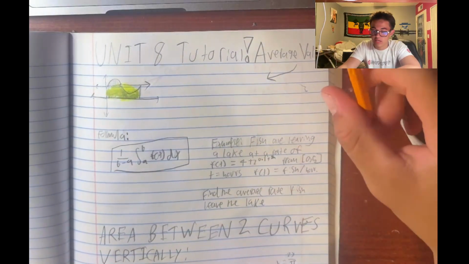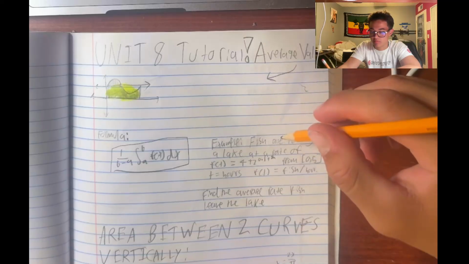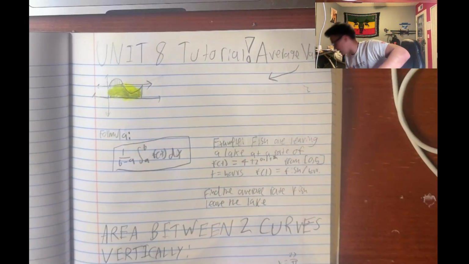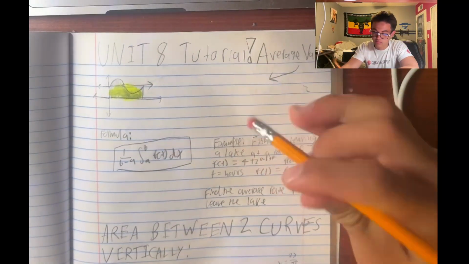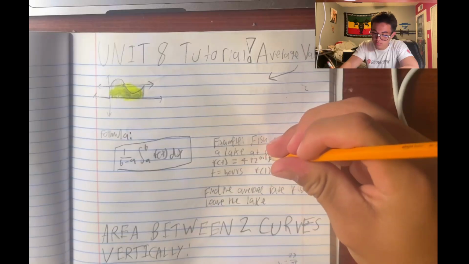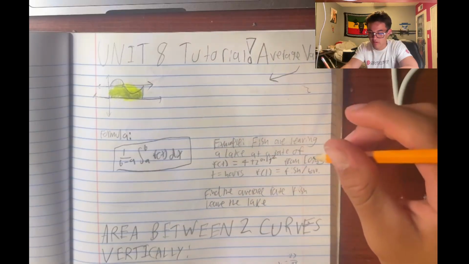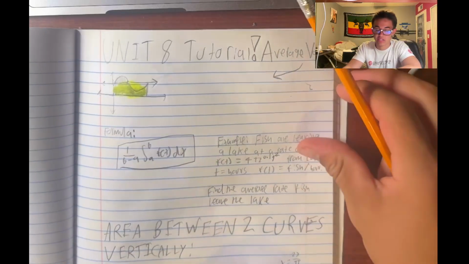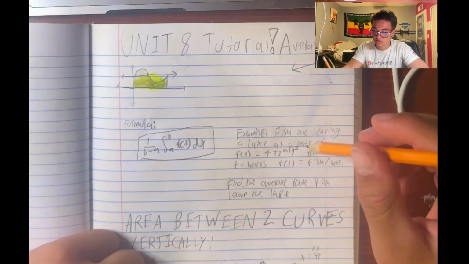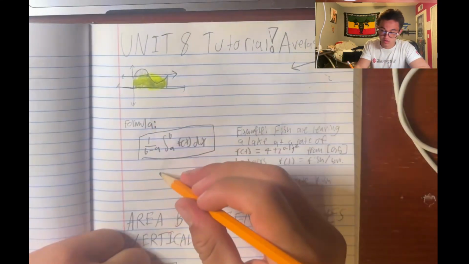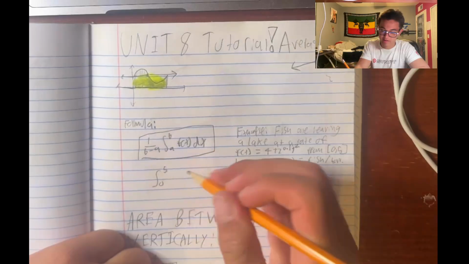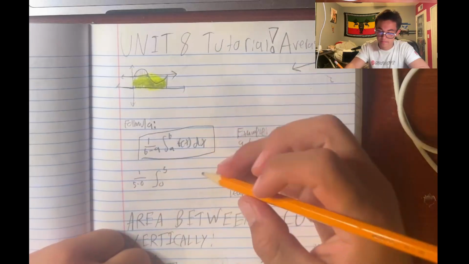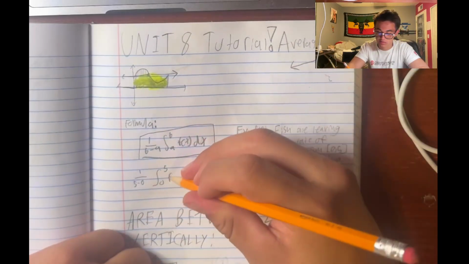Example: fish are leaving a lake at a rate of f of t equals 4 plus 2 to the power of 0.1 times t squared, from the interval 0 to 5, where t equals hours and f of t equals fish per hour. Find the average rate fish leave the lake. So it looks like we're going from 0 to 5, so our bounds are going to be 0 to 5, A and B. So 1 over 5 minus 0, then we got f of t.